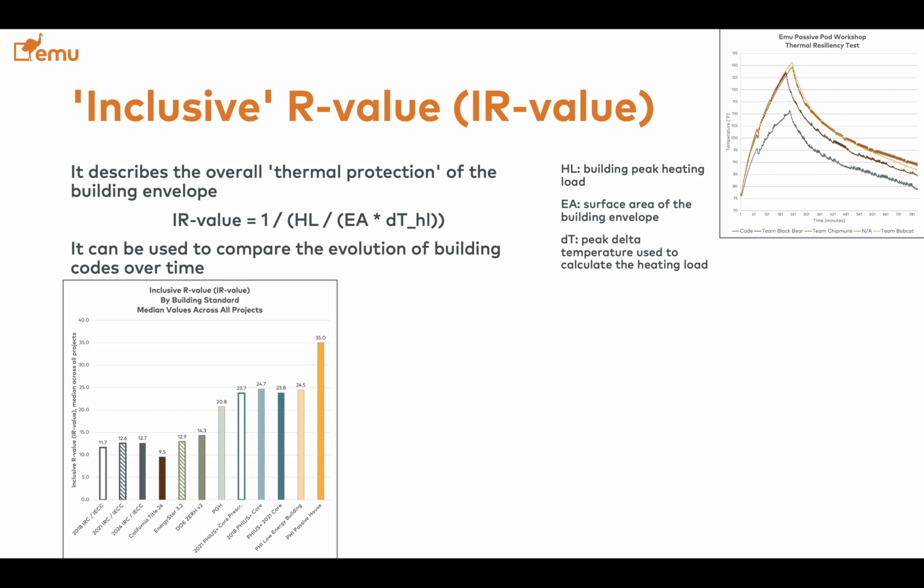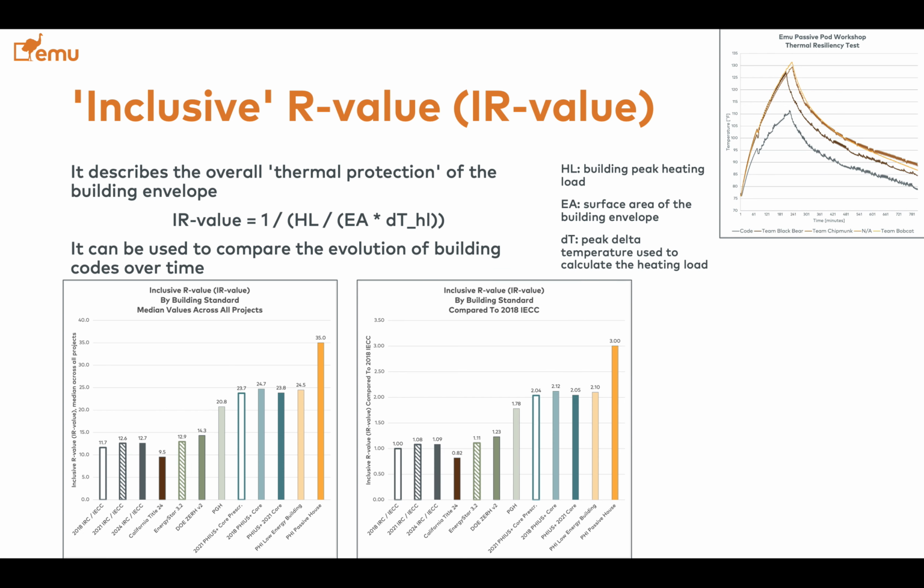All in all, the inclusive R value average, for all the windows, all the doors, the air leakage, the heat recovery for the ventilation, and all of that, for the 2018 code is about an R11. It's about an R12.6 for the 2021 code and R12.7 for the 2024 code, all the way to an R35 for the PHI passive house. That allows you to understand how much more resilient a PHI passive house is compared to the other standards.